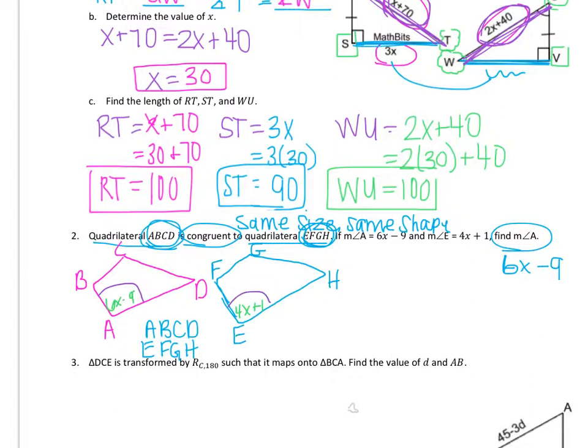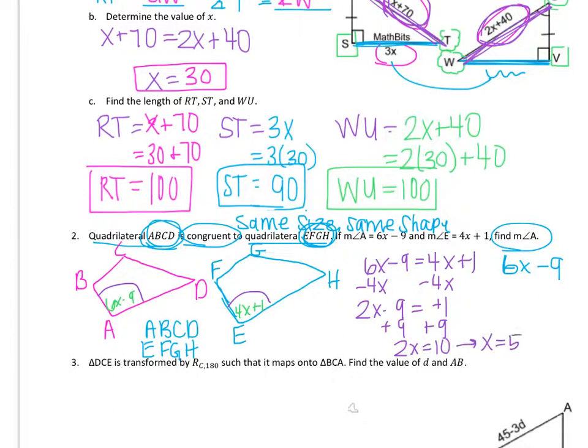So I can set those two expressions equal. 6x minus 9 equals 4x plus 1. Take away 4x. 2x minus 9 equals positive 1. Add the 9 to both sides. So now I get 2x equals 10, giving me the value of 5 for x.